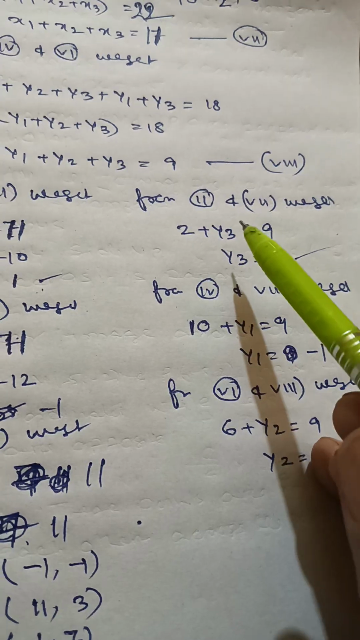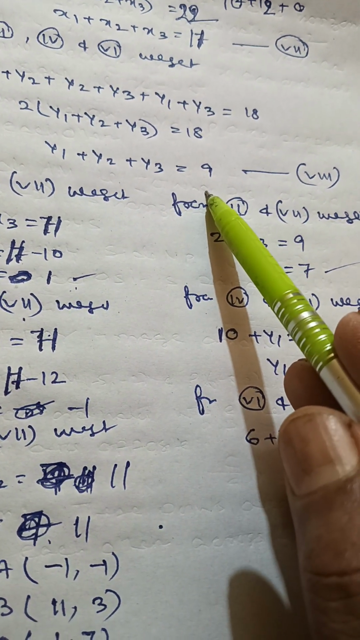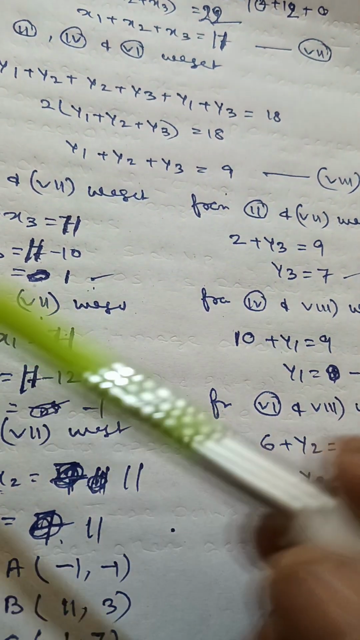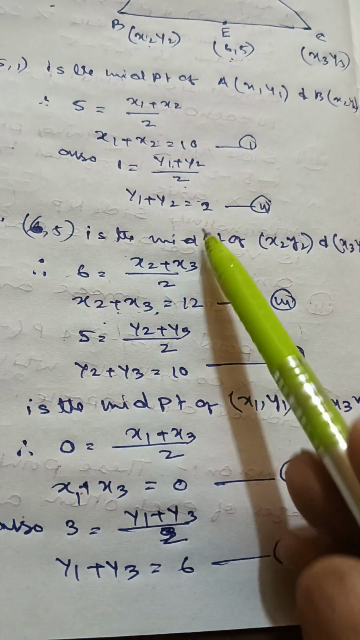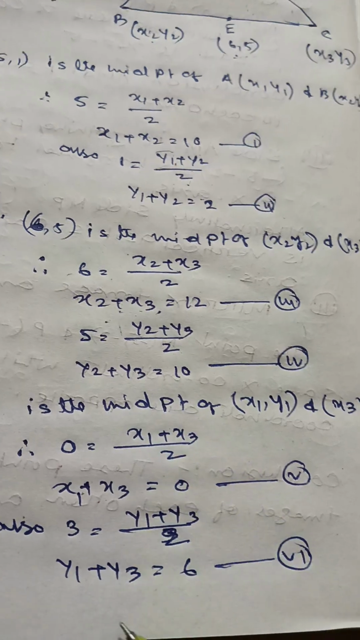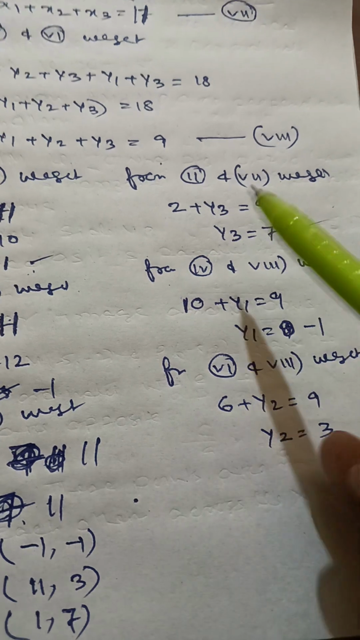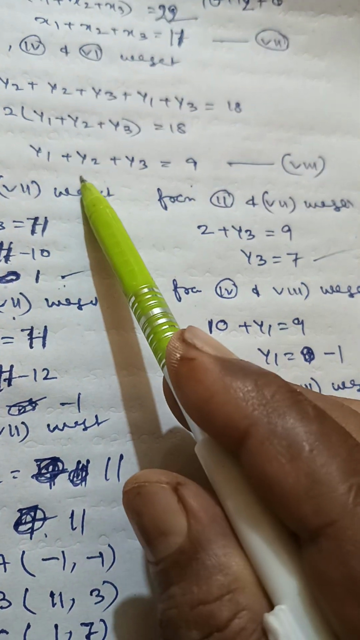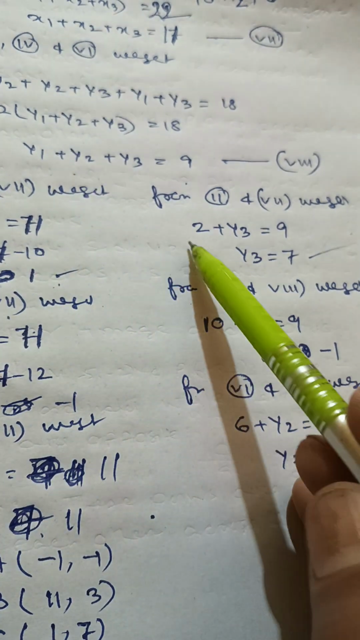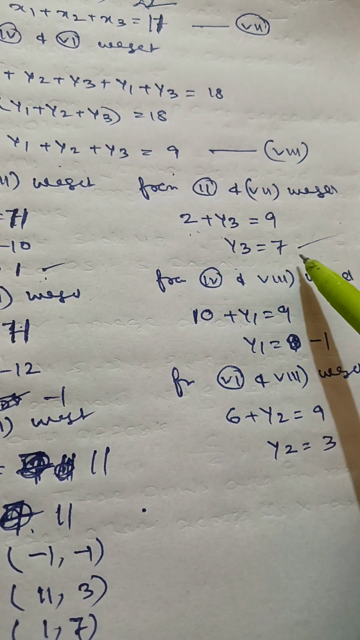Now here we have got y1 plus y2 plus y3 is 9, equation 8. In the second equation, we got y1 plus y2 equal to 2. You remember this: y1 plus y2 equal to 2, y2 plus y3 equal to 10, and y1 plus y3 is equal to 6. Here we have used this one: in place of y1 plus y2, I have written 2, plus y3 equal to 9. So y3 equal to 9 minus 2 is 7.